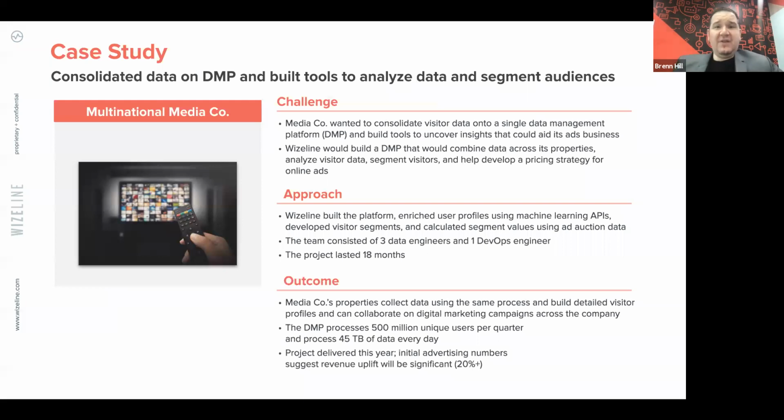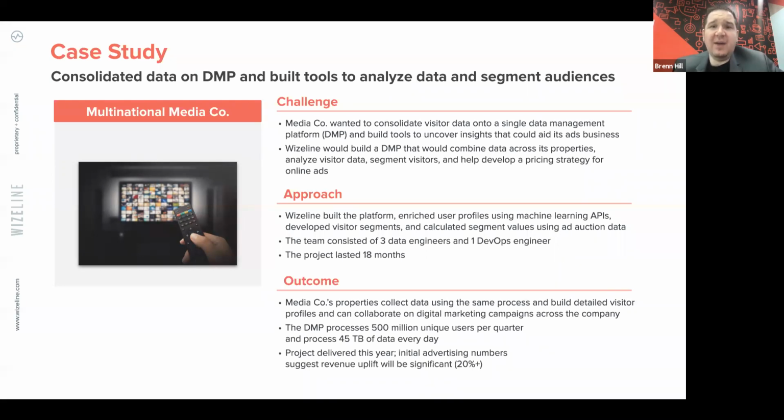So let's talk about a case study. This is a product that we helped with as Wizeline. We had a major multinational media company that came to us, and they wanted to consolidate visitor data into a single management platform. So they had data in different places, and they wanted to build a single tool that would help them with their ads business, to use all that data to drive more efficient advertising. And do better segmentation, all the things we talked about, pretty much all 3.